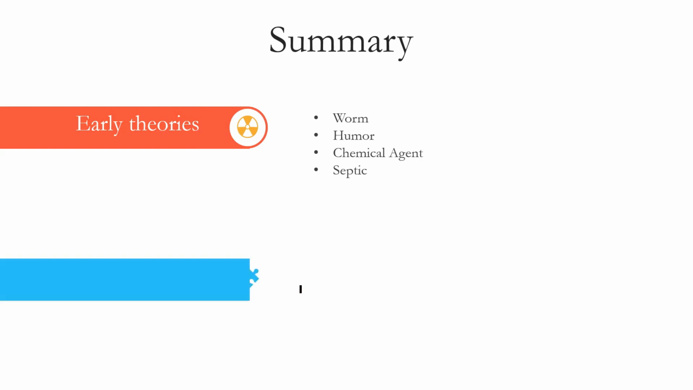Take a deep breath. Just remember what were the theories we discussed. It was the early theory and some modern theories. So among the early theories, it was worm theory, which said worm was the cause of everything. Humor, that is the imbalance between the four humors which caused the caries. Chemical agent explained that it's a chemical process. And septic theory said that the sepsis in the tooth caused all the medical diseases.